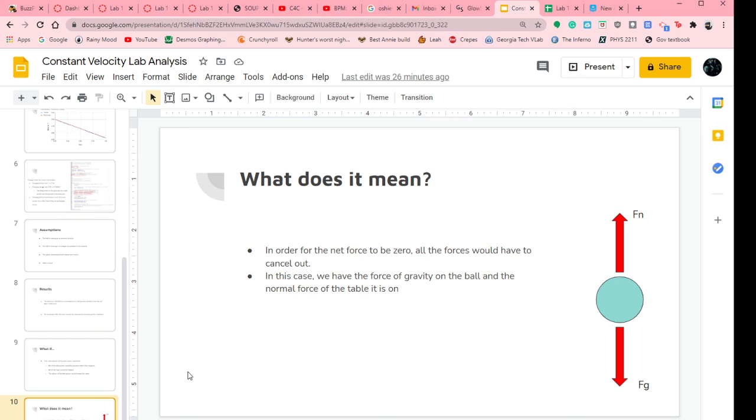And what does it mean for the net force on the object to be 0? Well, that would mean that all of the forces would have to cancel out, and in this case, after the initial push, the only forces acting on the ball are force gravity and the normal force of the table to counteract it.